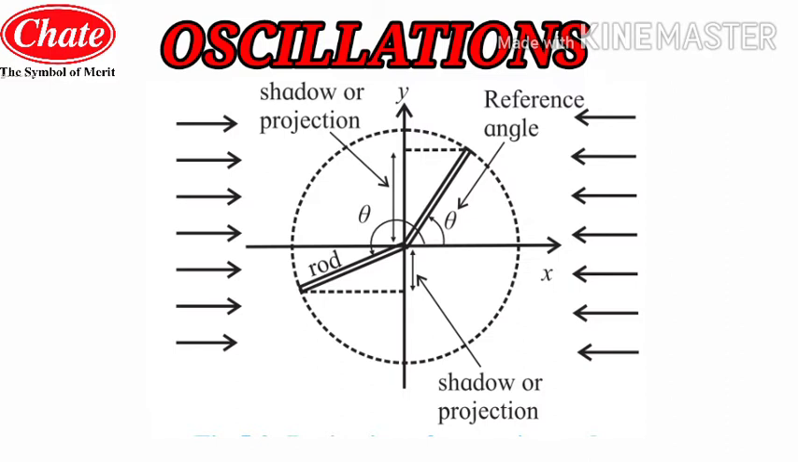So students, we can now calculate the corresponding linear quantities of displacement and velocity with the help of this rod and projection method. This is the projection method that we have learned. It is very simple and easy.